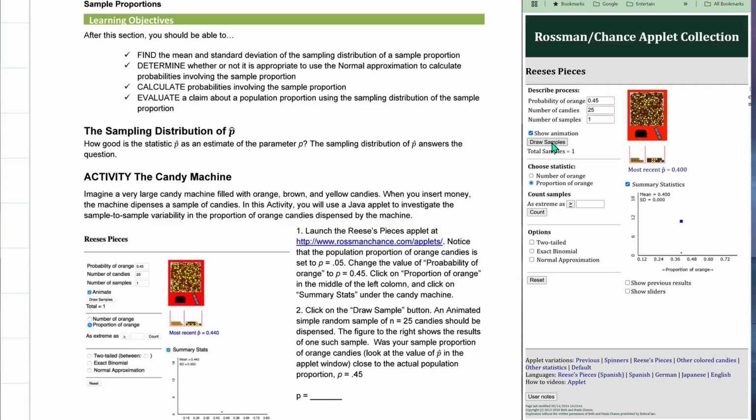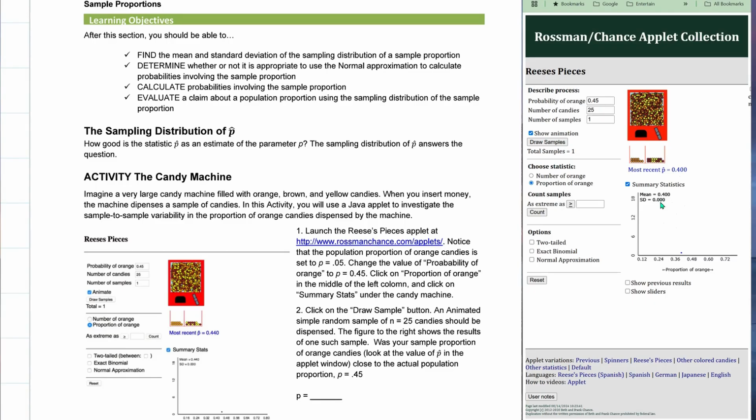And so we got this one sample, and what happened? Well, it looks as though the p-hat value is 40%. 25 candies were sampled, 40% of them were orange. And we can see that that one sample is that one little dot right there. So far, we've got one sample. Its mean is 40%. The standard deviation, well, we only have one value there, so we don't have enough to calculate a standard deviation.